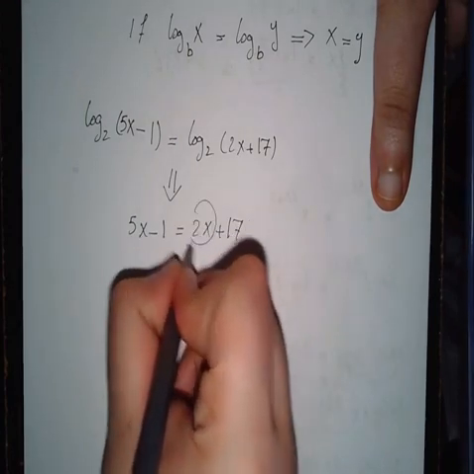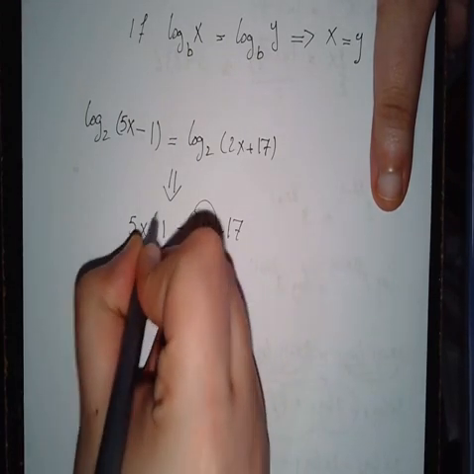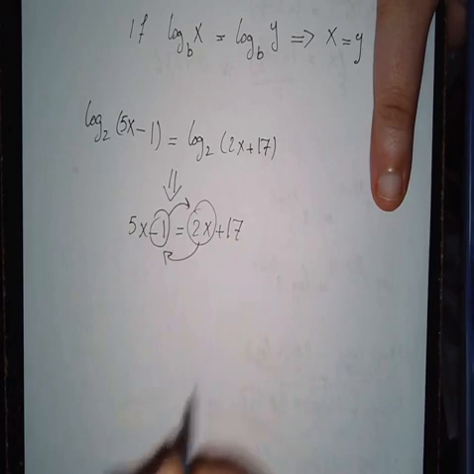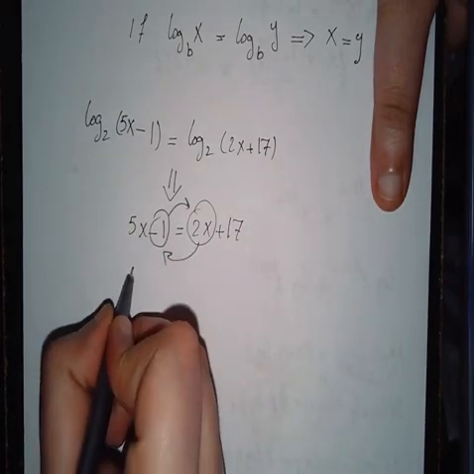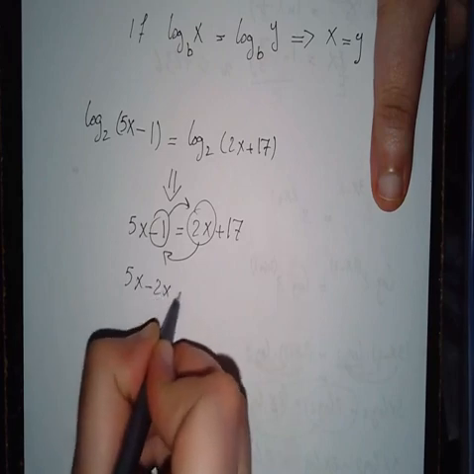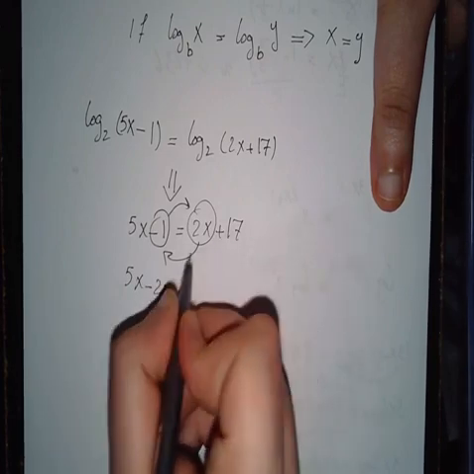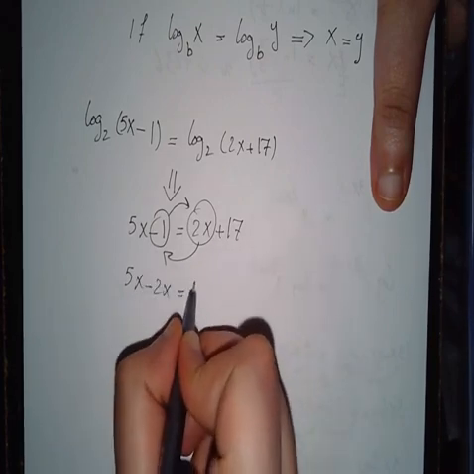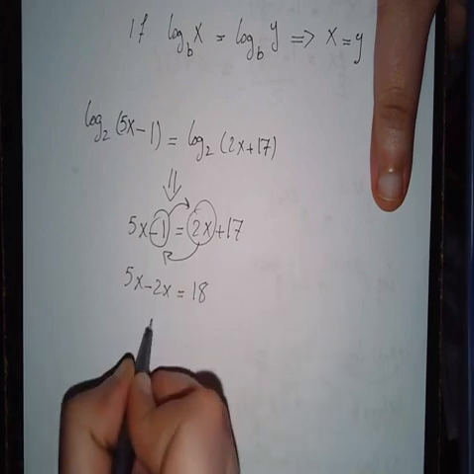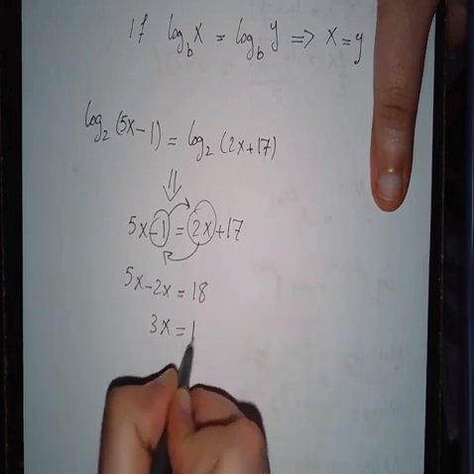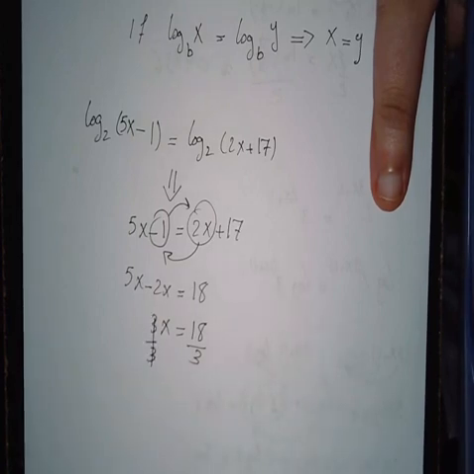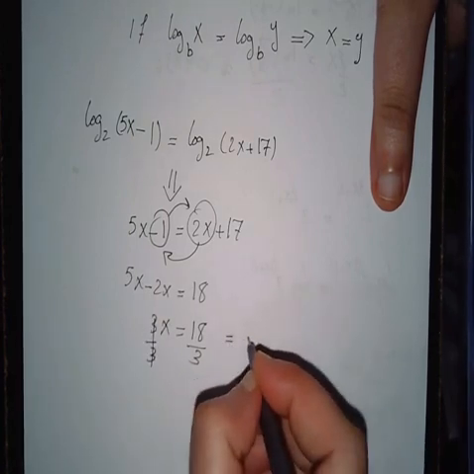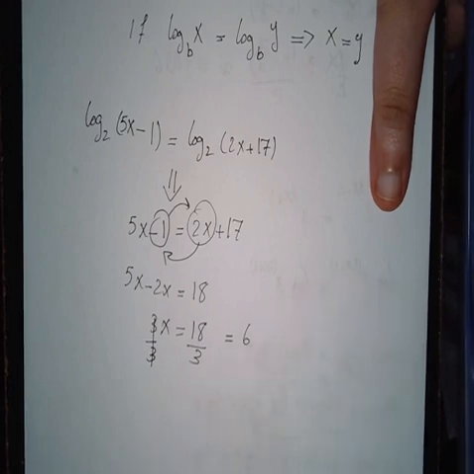So I'm going to grab the 2x, move it to this side, grab the negative 1, and move it to the opposite side. So this turns negative. 5x minus 2x equals, over here we have 17 plus 1, so it's 18. Over here we have 3x. Divide by 3, divide by 3, and x is 6. Done.